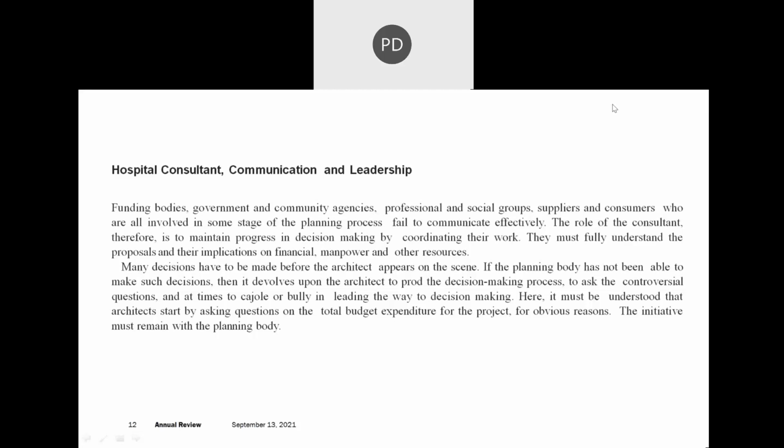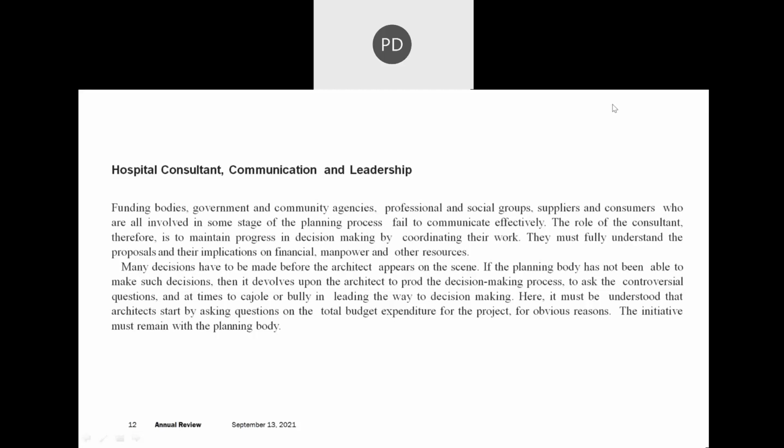So the role of a consultant therefore is to maintain progress in decision making by coordinating their work. Now he is the key personnel who would be making decisions, right? And he also has to be the person who would be communicating to them what they have to do, what decisions they have to make, and what kind of help they have to give the core team, right? So he has to be the communicator as well for those people.